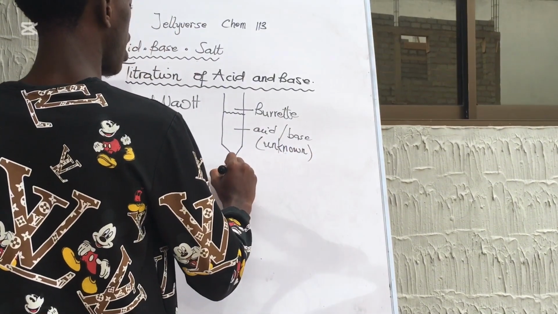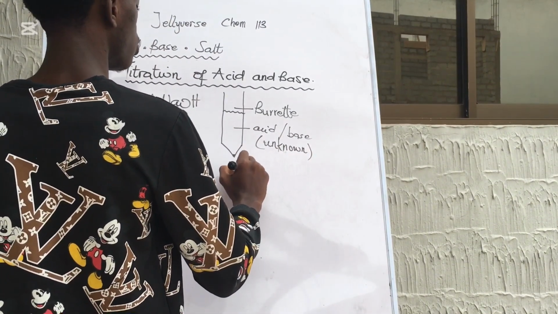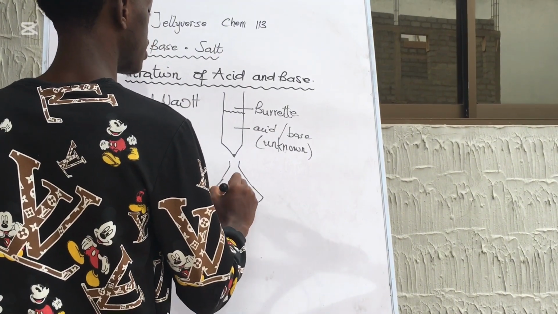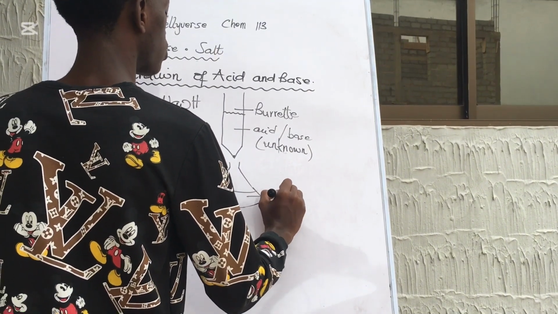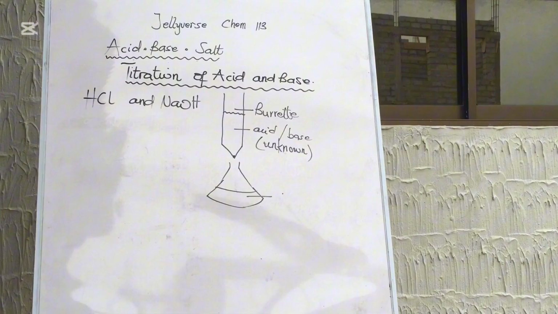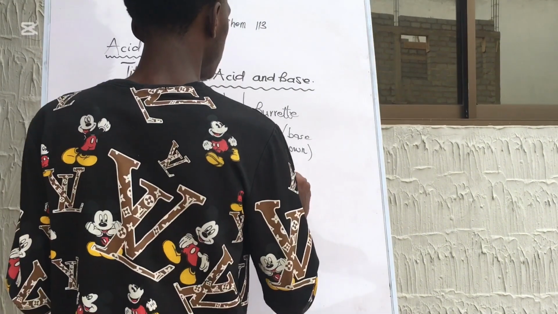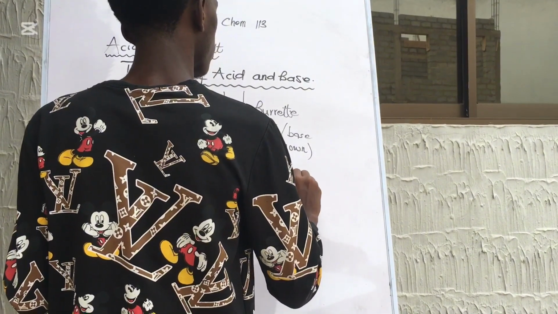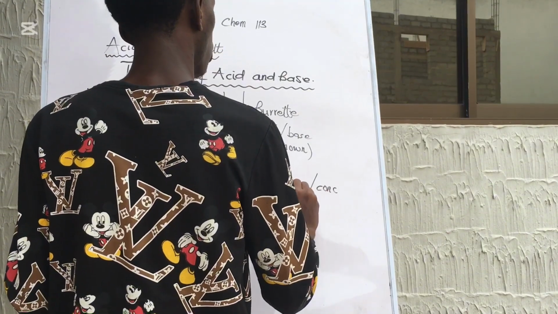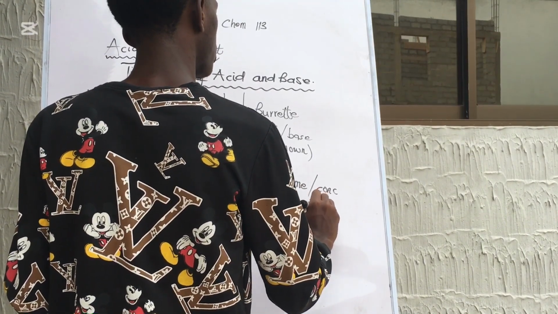But usually we also have something that we are titrating into, which is more like a conical flask. With this conical flask, there's a solution inside, and this solution contains what? A standard solution. It's a standard solution because its concentration is known and its volume as well. So known volume and known concentration.